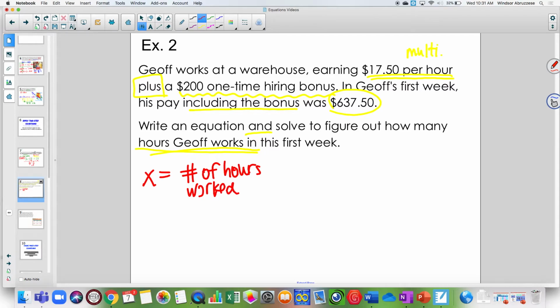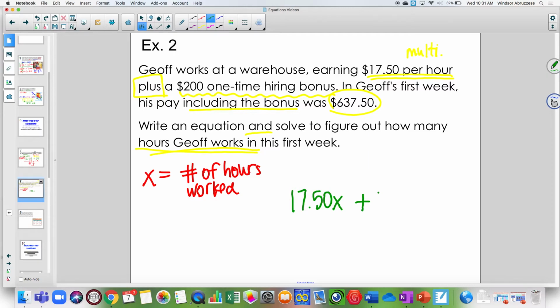Okay, let's get started on our equation. So let's start with his hourly pay. How much does he make? He makes $17.50 per hour, which we don't know how many. Per means multiply. He might work 1 hour, $17.50. 2 hours, $17.50 times 2. 3 hours, $17.50 times 3.